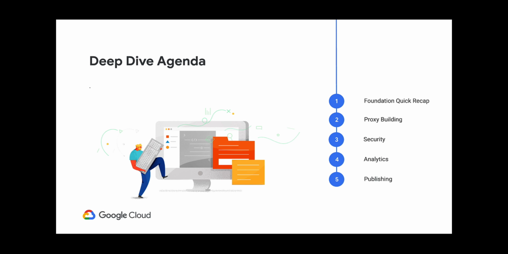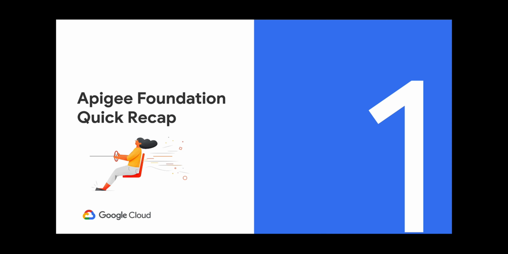So here's what we're going to be covering in the deep dive sessions. We'll start with a quick recap of the foundations. Then we move on to proxy building, how you can actually build proxies. Then we'll talk about security, a crucial aspect of any API strategy. Then we'll look at analytics to understand how to monitor and gain insights from your API traffic, followed by publishing, which is all about making your APIs available to your consumers or your customers.